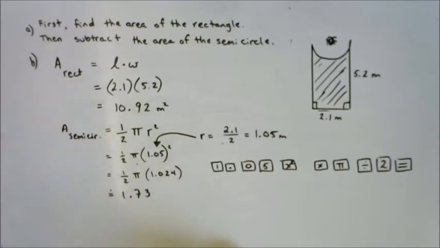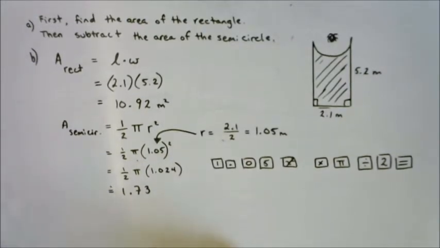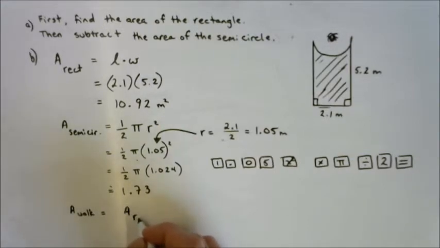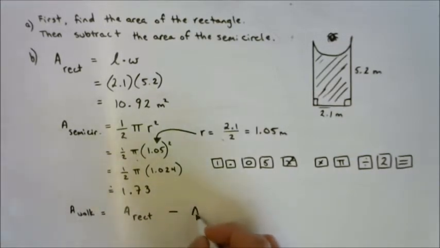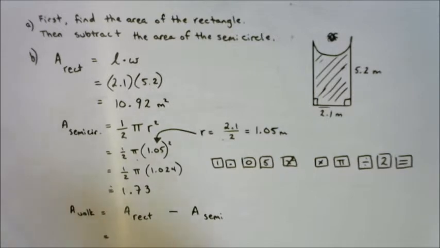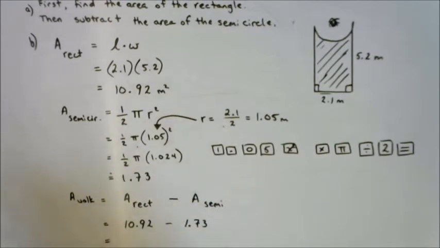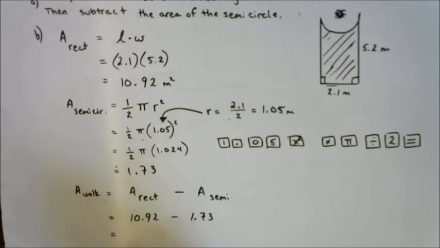Okay, so what's our final step? We have the area of the semicircle and the area of the rectangle. Are we going to add them up? No, we have to subtract. So the area of the walkway is equal to, always write what you're going to do, right? We're going to take the area of our rectangle and subtract the area of our semicircle. So here we go. We've got 10.92 minus 1.73. And in our calculator, that's going to give us 9.19.